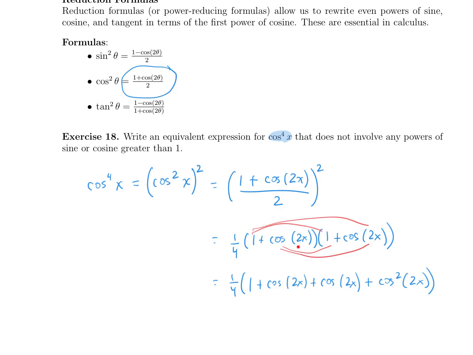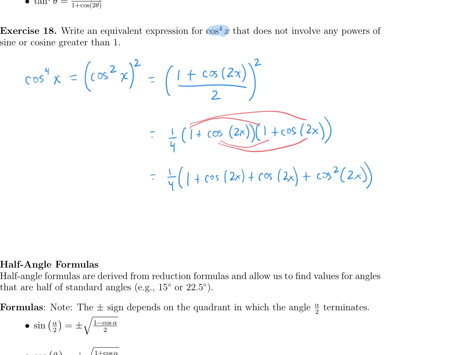An important note here is that when you multiply cosine 2x times cosine 2x, you get cosine squared 2x. You're not multiplying the arguments together. You're leaving the argument the same, and you're simply squaring the cosine. All right, now we can combine like terms. These two are like terms, so let's combine those two.